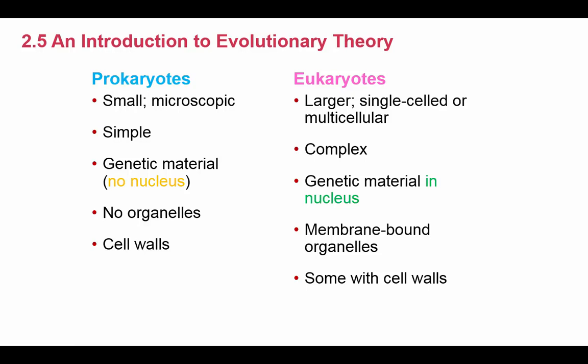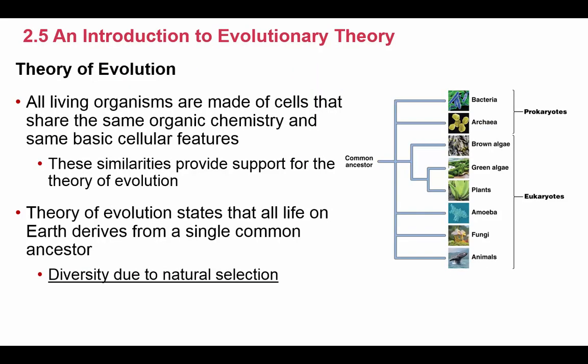Eukaryotes, on the other hand, they're typically larger. They can be single-celled or multicellular. They're very complex compared to prokaryotes. But the key thing is that their genetic material is found in a nucleus. So where I remember that pro rhymed with no nucleus, eu rhymes with true nucleus. We also have all those other organelles, and some eukaryotes have cell walls. So you think eukaryotes would be animal kingdom, plant kingdom, protist kingdom, as well as the fungus kingdom.